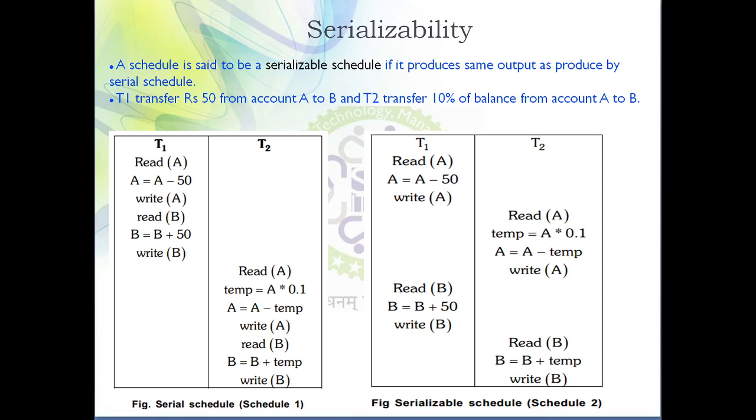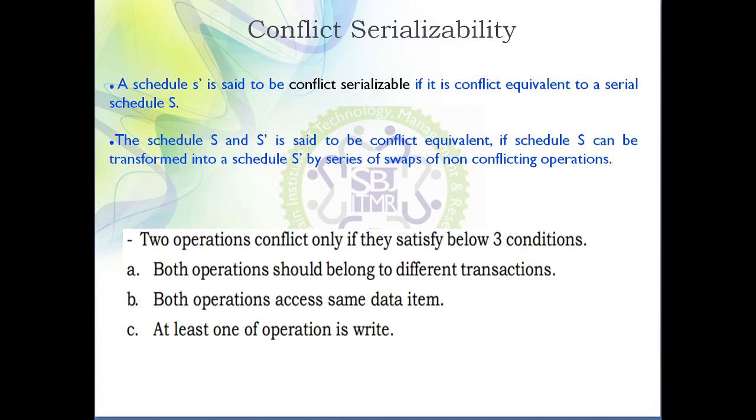That means I can say that schedule 2 is producing the same output as that of the serial schedule. Hence I can say that schedule 2 is serializable. So this is a simple definition for a serializable schedule. A particular schedule is said to be serializable if it produces the same output as produced by a serial schedule. So this is the concept of a serializable schedule.